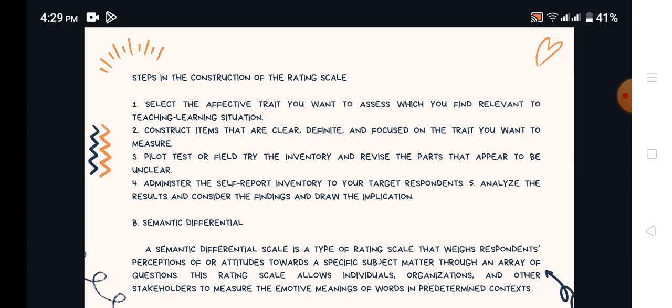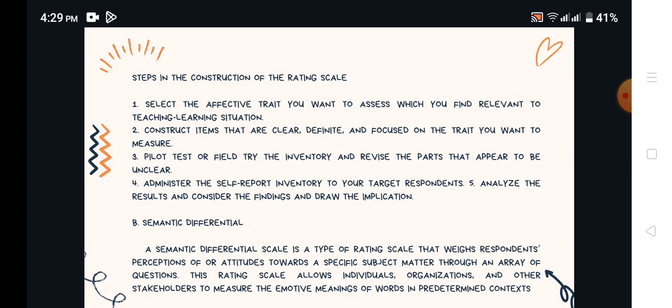So, steps in construction of the rating scale. First, select the affective trait you want to assess which you find relevant to teaching learning situation. 2. Construct items that are clear, definite, and focus on the trait you want to measure. 3. Pilot test or field try the inventory and revise the parts that appear to be unclear.